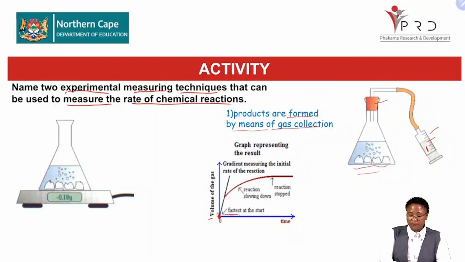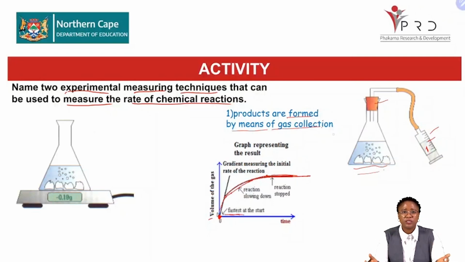So it will start very fast at the beginning, and then as it goes, the reaction will start to slow down, and it will basically come to a stop. The moment you see a flat straight line, that indicates that the reaction has stopped. Why has it stopped? That means the reaction has come to completion. The gases are no longer being formed. The gas that has been formed is formed, and that is the conclusion.